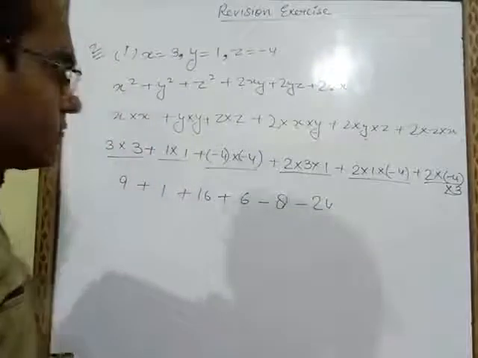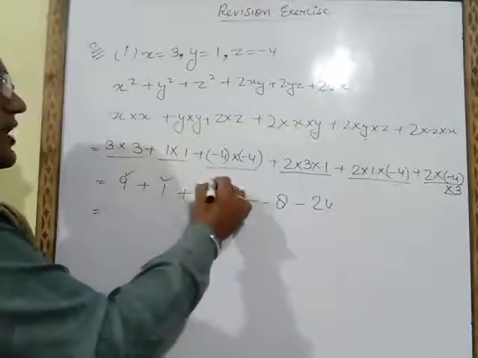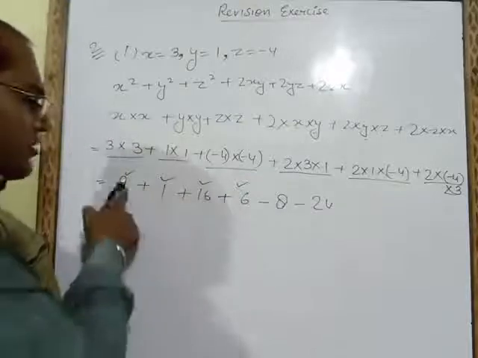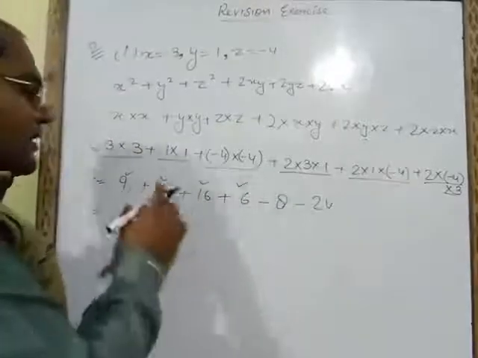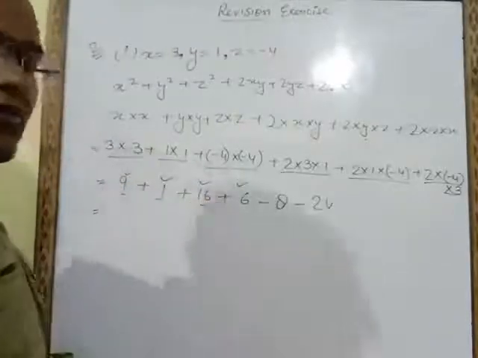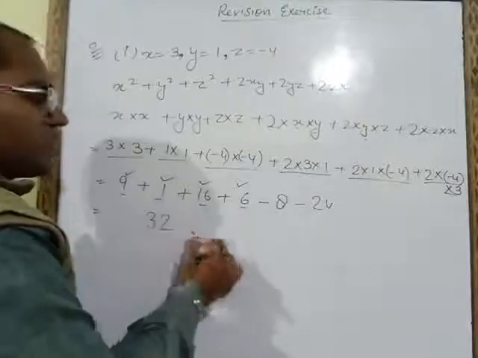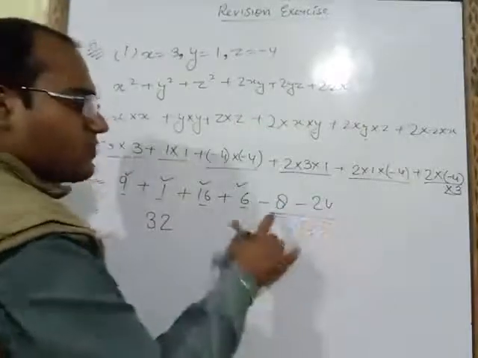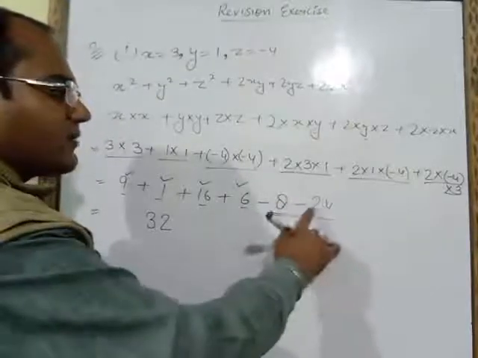Now what we will do, these all numbers are having a plus sign on the left hand. These all numbers are having a plus sign, so we will add them. 9 plus 1 is 10, 10 plus 16 will be 26, 26 plus 6 is 32. Now these two terms, minus and minus, so minus minus is plus, so we will add them.